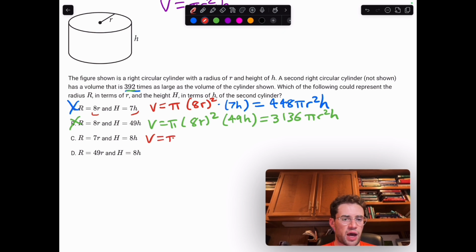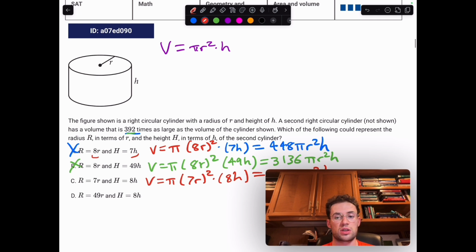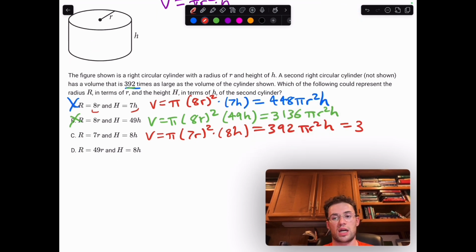The volume is equal to pi times 7r squared times 8h. So this one's going to be 49 times 8 times bigger, because you're multiplying the radius twice, so times 7, and then the height once, so times 8. This does give us 392 pi r squared h, and we know that pi r squared h is the volume, so this one's equal to 392 times the initial volume.